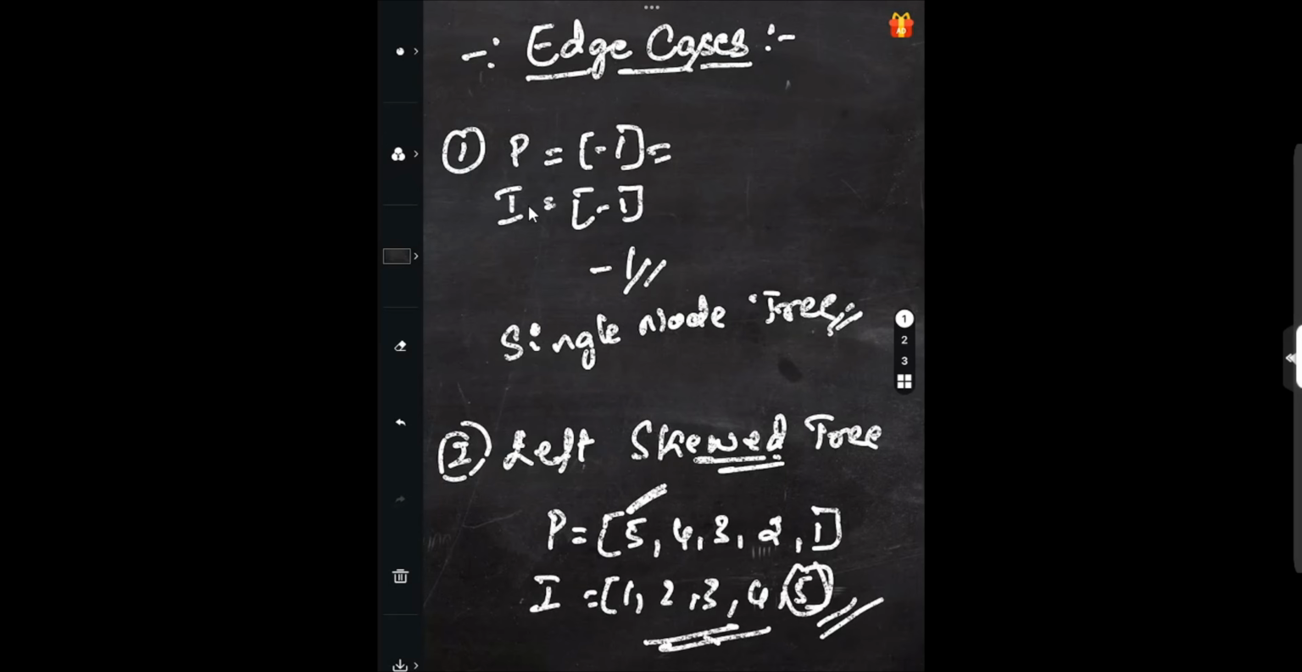Here we have to find the 5 in the inorder. It is at the root index 4, right? So 0, 1, 2, 3, 4. 5 is at the root index 4.